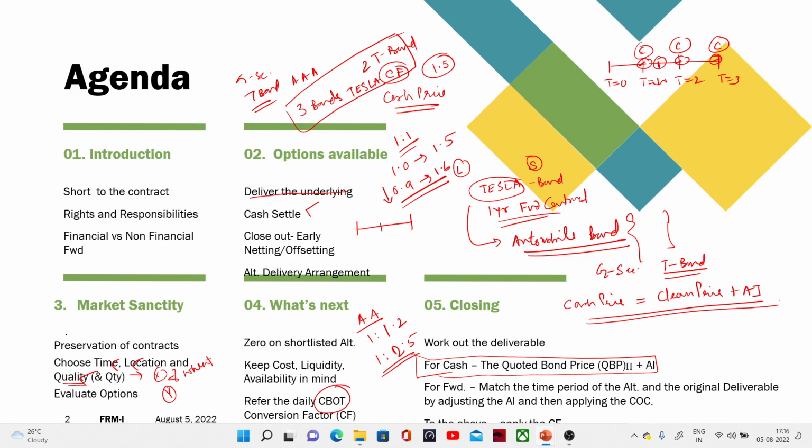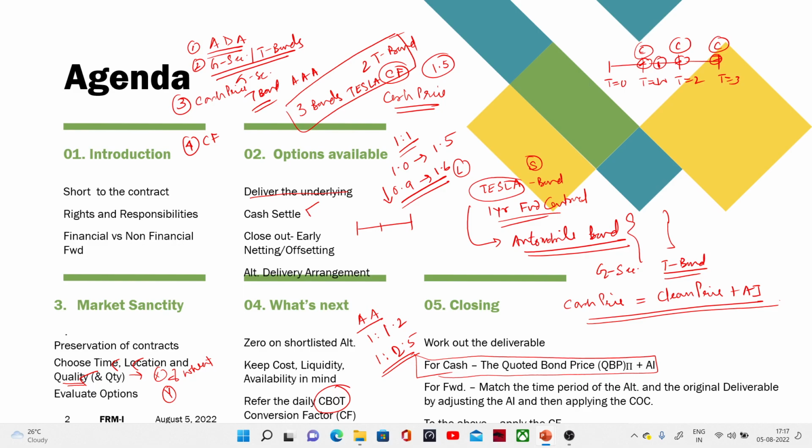So we have now successfully glossed over a couple of concepts. First is the need for the alternate delivery arrangement we talked about. And in that, we also discussed how and why the GSECs, and especially the T bonds, become an automatic choice, and why it should be so. Then we talked about the cash price of a bond. And fourth, we talked about the conversion factor and how it affects the choice of the bond that the short must deliver. Because please remember that the short is being provided with a host of flexibility in terms of the time, location, and quality of the underlying that he may deliver as an alternate arrangement.